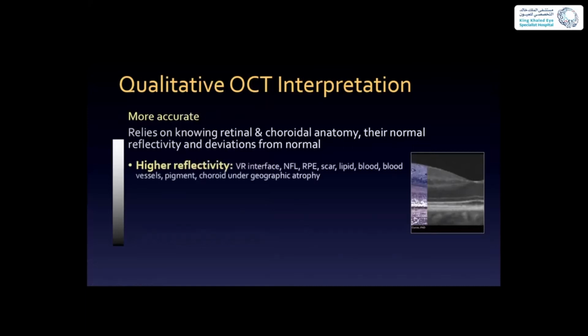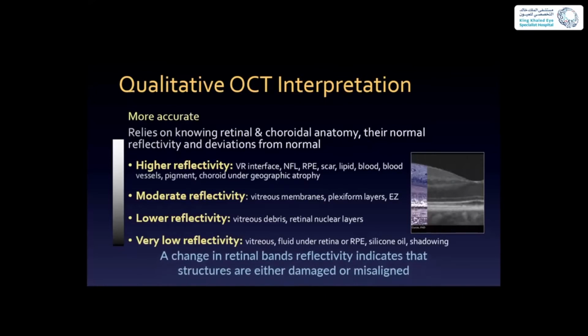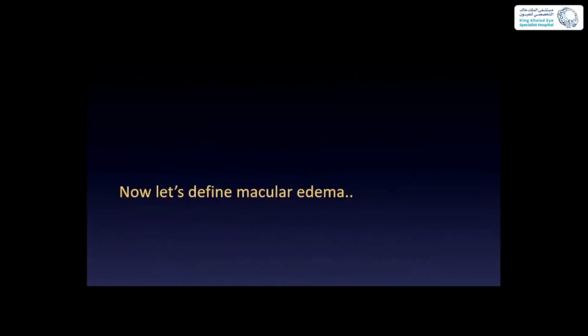For example, highly reflective tissues include the RPE layer, which is the most reflective part of the OCT. Moderate reflectivity is seen in the plexiform layers, lower reflectivity in the nuclear layers, and very low reflectivity in the vitreous. Any change in this retinal reflectivity indicates that the structures are either damaged or misaligned.